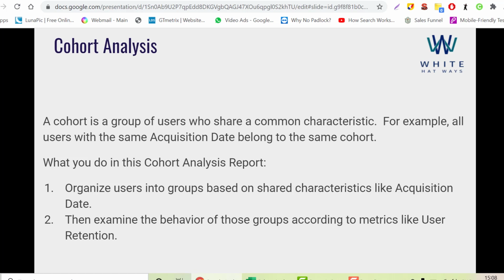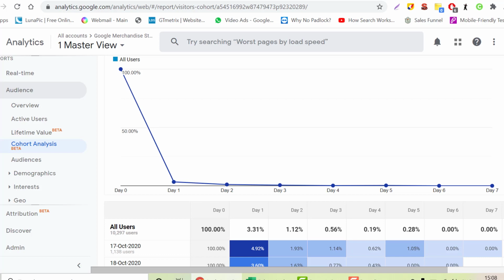Are they revisiting my website? Is my website potent enough to retain the customers or not? That is what I am trying to gauge out of this particular report. So let's move on to the report once again, as it is there in Google Analytics, and let's see what this report says.